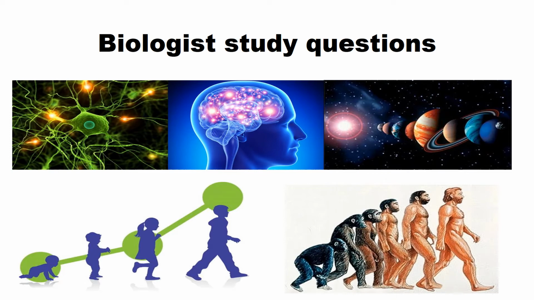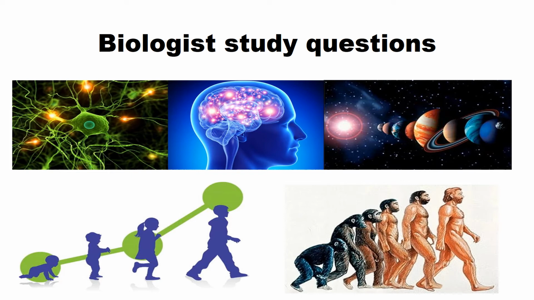So biologists study questions. They can focus on one specific cell and say, what's the function of this cell? In this case, I'm looking at a neuron. Those are very specialized cells that are found in your brain. Those are the cells that allow you to think, that allow you to dream, that allow you to remember things.